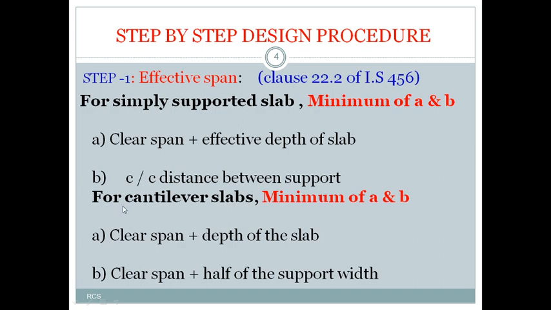If you are designing a one-way cantilever slab, here also we have two criteria, A and B. A is the clear span plus the effective depth of the slab, and the second one is the clear span plus half of the support width. We'll take the effective span for this cantilever slab as the minimum of criteria A and criteria B. This is how we calculate the effective span for different types of beams and criteria.